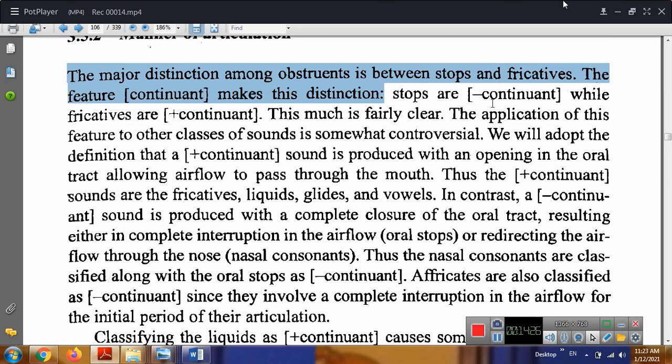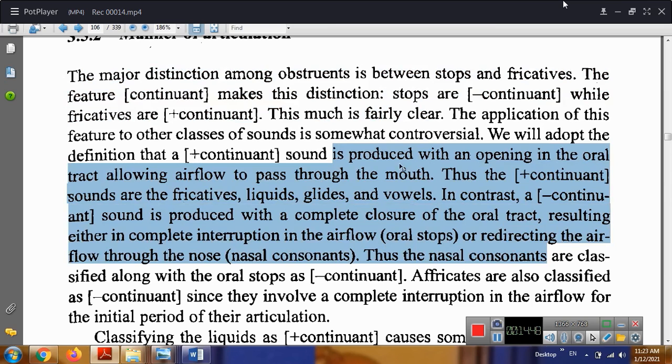Stops are minus continuant, while fricatives are plus continuant. This much is fairly clear. The application of this feature to other classes of sound is somewhat controversial. We will adopt the definition that a plus continuant sound is produced with an opening in the oral tract, allowing airflow to pass through the mouth.